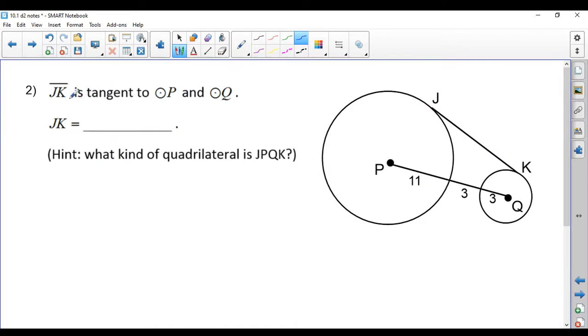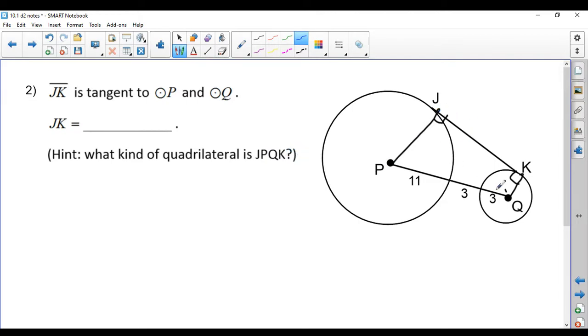In this diagram, we have segment JK that is tangent to circle P and circle Q, which means that when we draw in the radius to each of those points of tangency, we're going to have a perpendicular. So if I draw in P to J, that's 90. And if I draw in Q to K, that's 90. What we want to find is the length of JK. And there's a hint here. What kind of quadrilateral is JPQK?